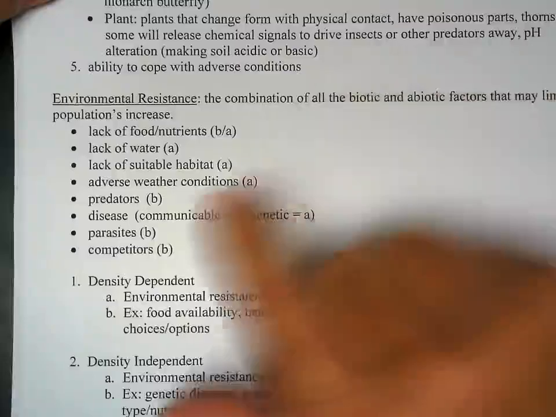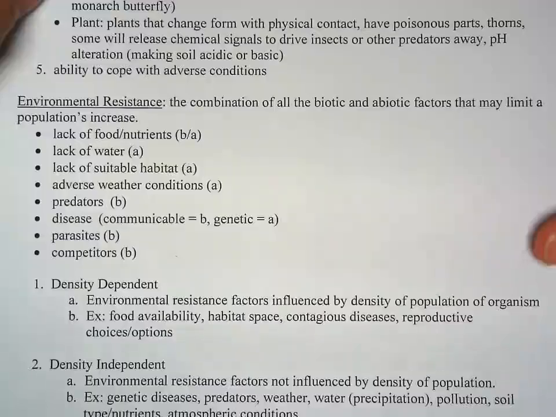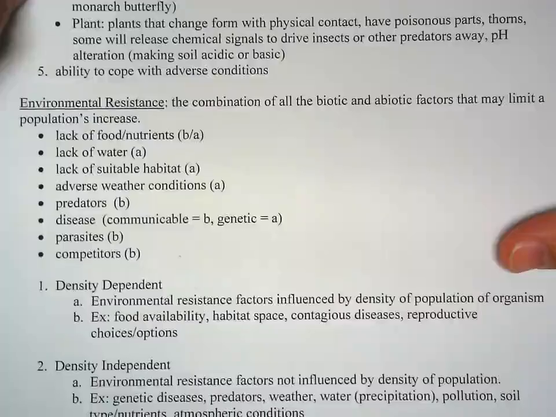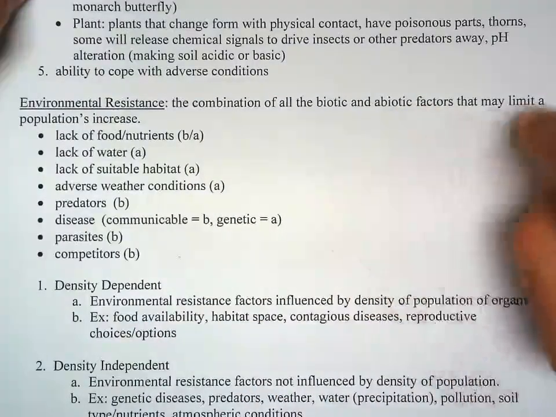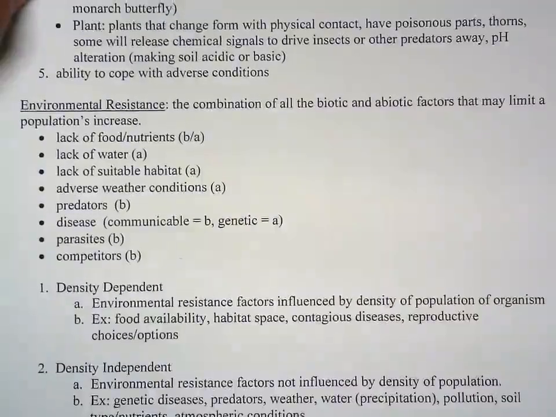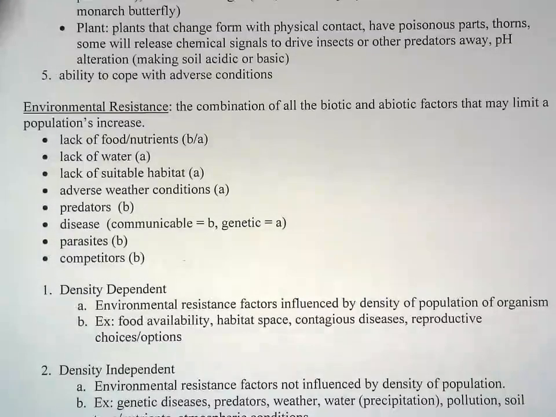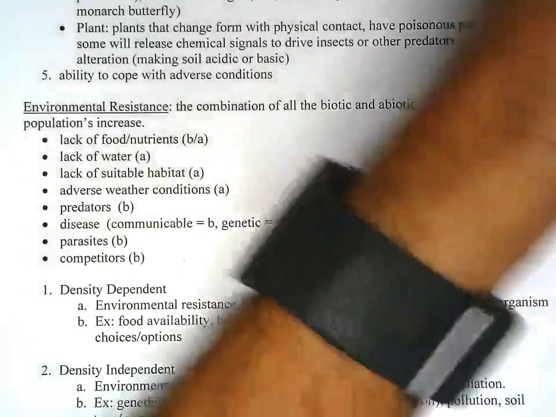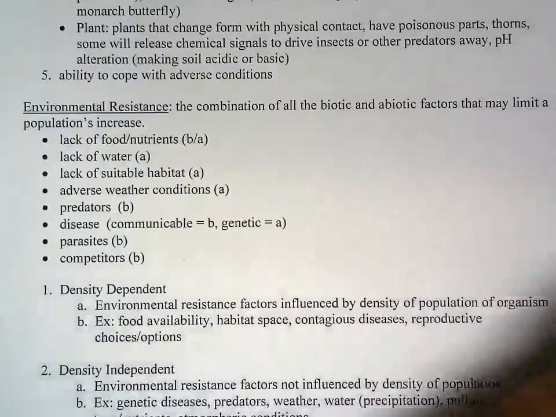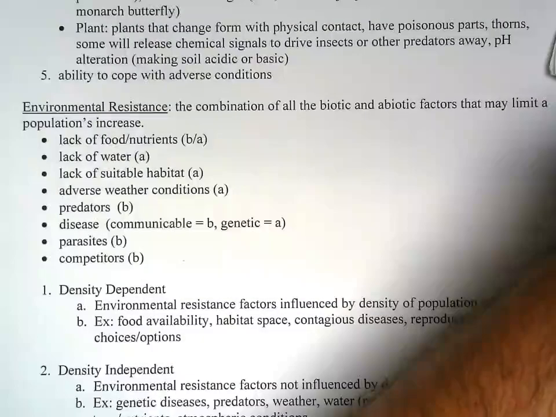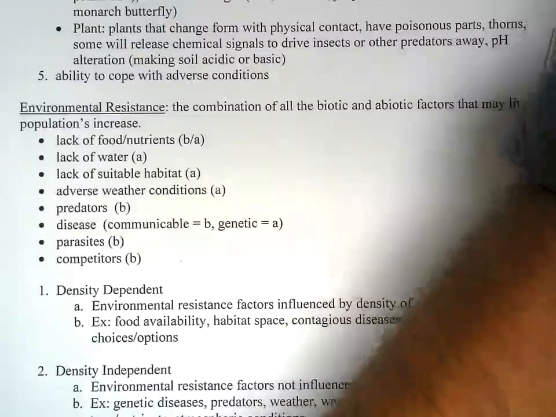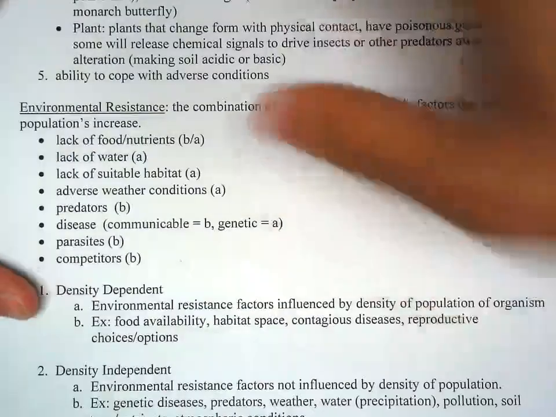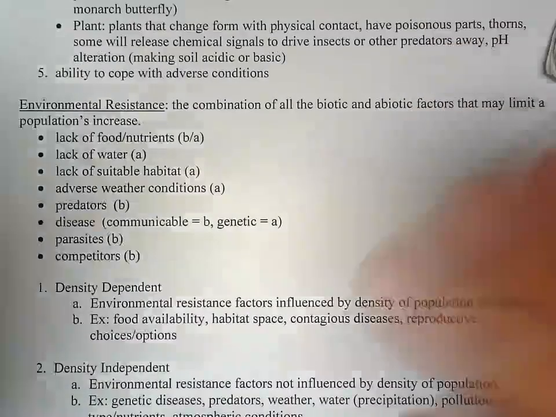Environmental resistance is the combination of all biotic and abiotic factors. Remember, biotic is living, abiotic non-living. So it is the combination of all the factors that may limit a population's increase. So what you have is things that are causing a population to increase, and things that are causing a population to decrease or stay in check.